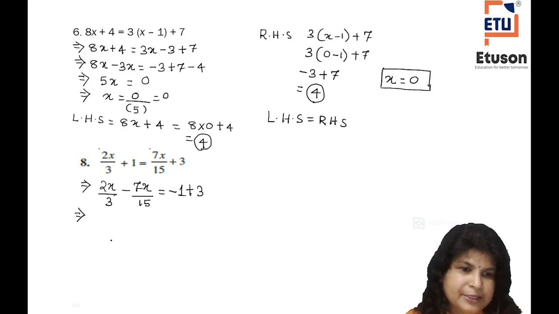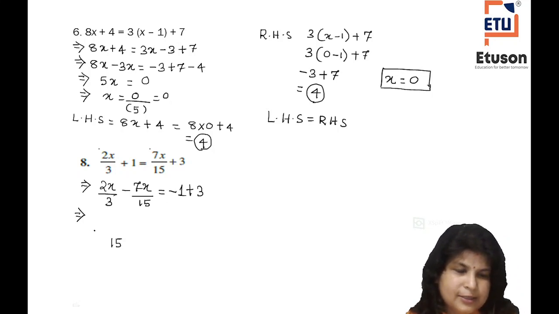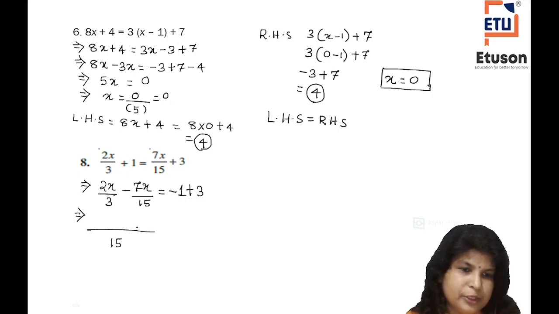It implies you take 15 as the LCM of the denominators. So here you need to multiply by 5. So you have 10x minus 7x, that is equal to minus 1 plus 3, which is equal to 2. So here you got 3x by 15, and 3x by 15 is nothing but equal to 1 by 5.